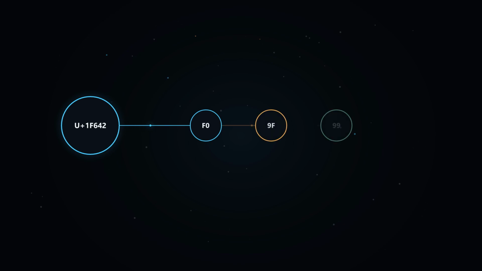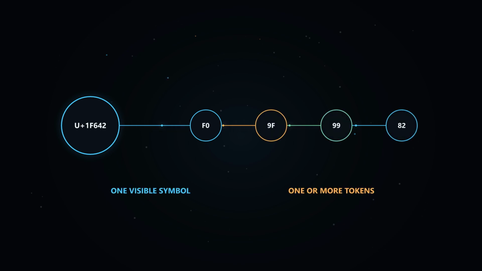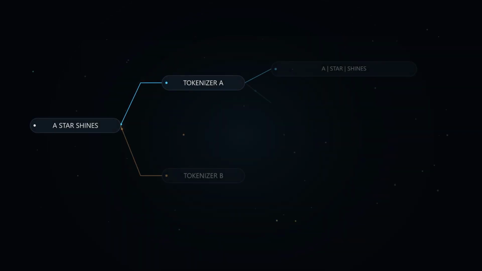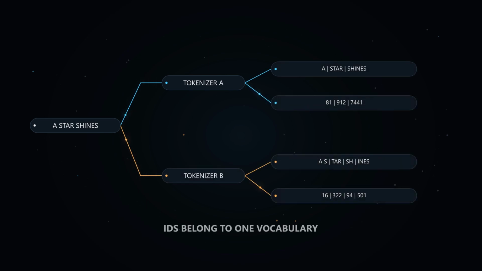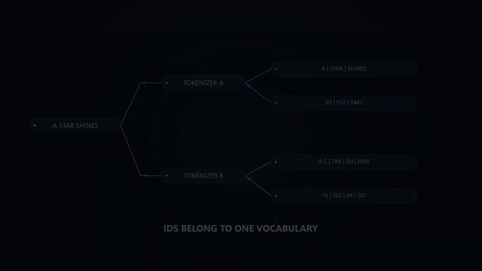Emoji reveal the machinery clearly. One visible symbol may contain several Unicode code points and many bytes. Depending on the vocabulary, it may become one token or several. Different tokenizers can split the same sentence in different places and assign completely different IDs. A token number is meaningful only inside the vocabulary that created it.